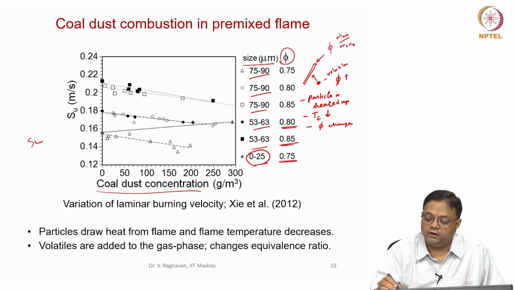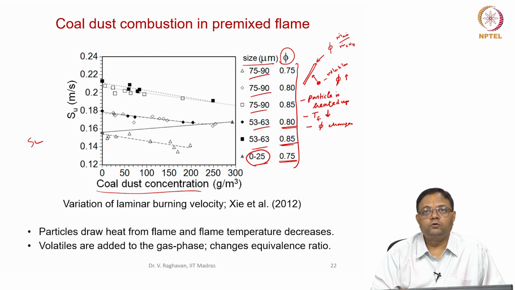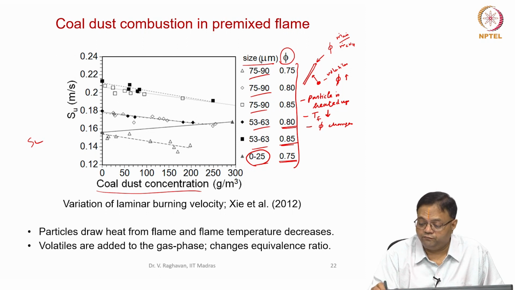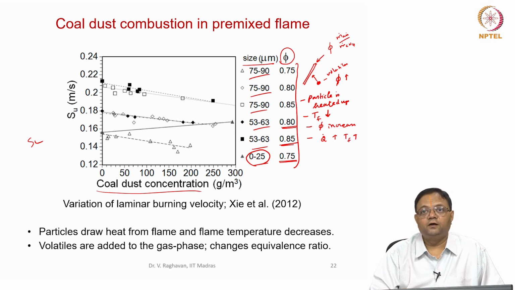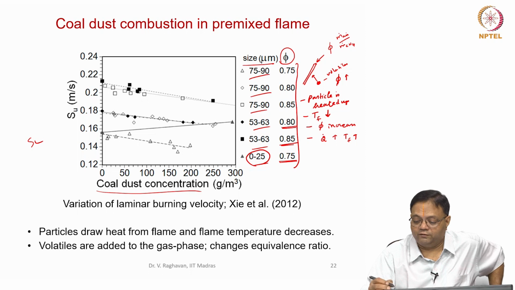So now we are looking into lean fuel equivalence ratios. So now when phi increases, SL will increase, or I can say Q dot will increase. So that means TF also will increase. Correct. But you can see there are contributing things.